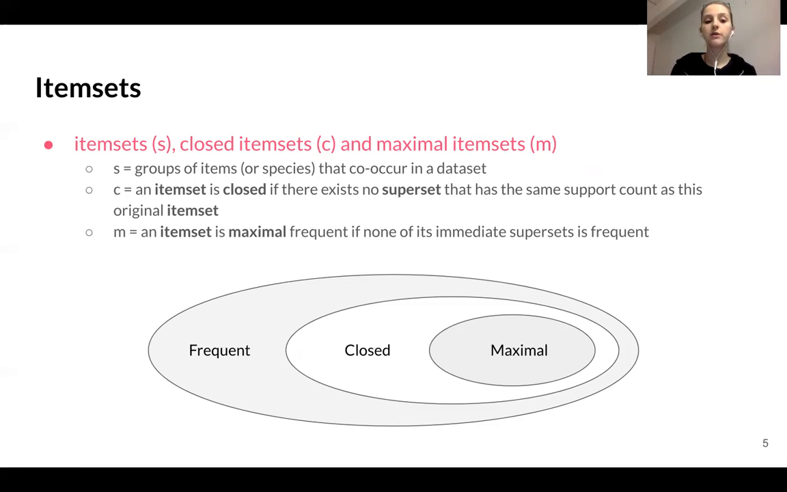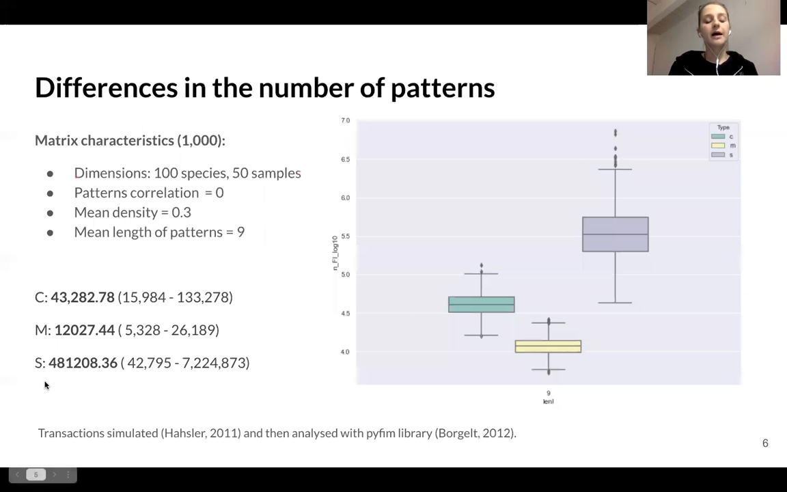An itemset is closed if there exists no superset that has the same support count as this original itemset. And an itemset is maximal frequent if none of its immediate supersets is frequent. So it's like a matryoshka, where the maximal characteristic is when patterns are really common in our dataset, so really strongly associated. And this has really different execution time for the calculation, and also size of dimension, and also the number of itemsets that we can generate. Consider these three types of itemsets are really different.